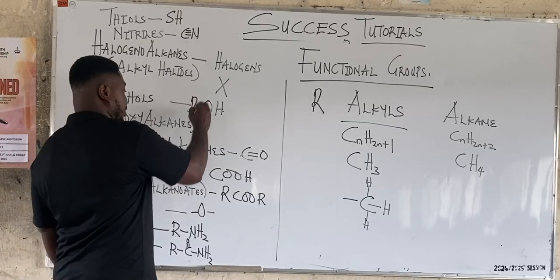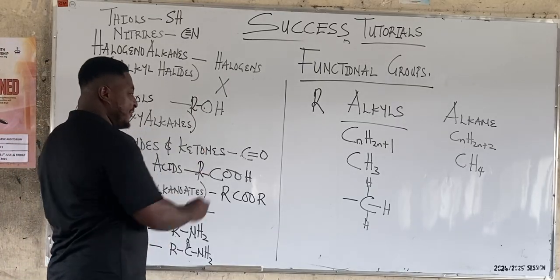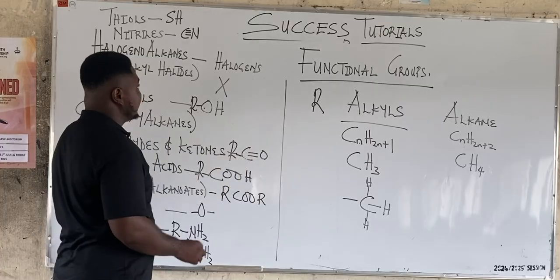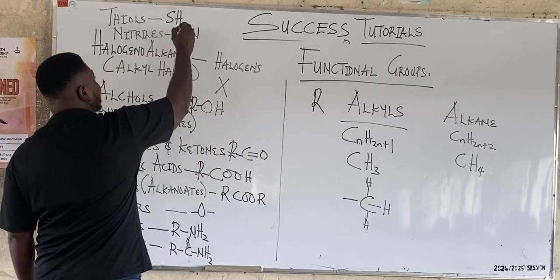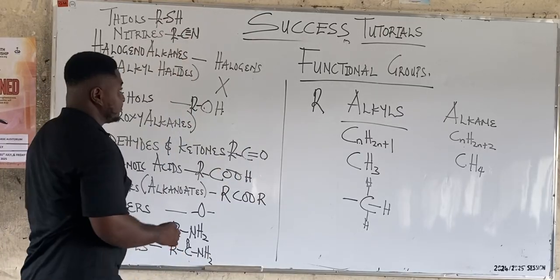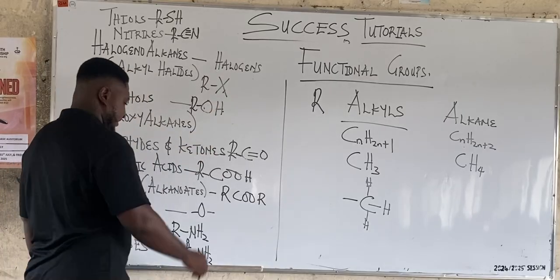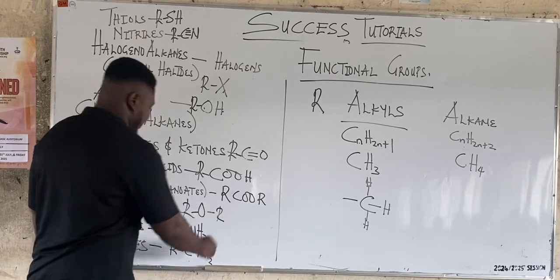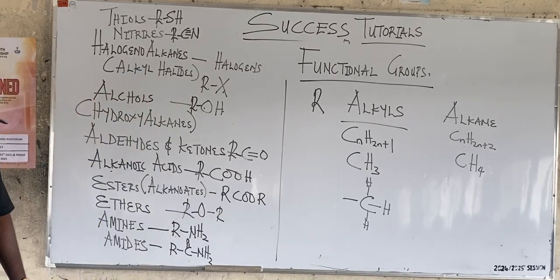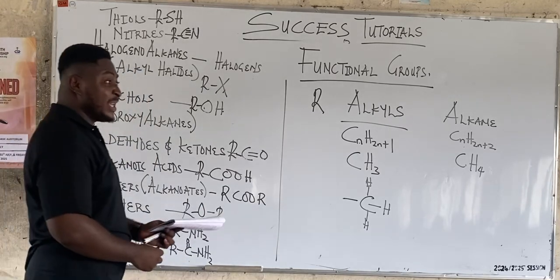You have ROH, RCOOH. They're everywhere. RCHO, RSH. If you have RX, X for halogens, right? ROR. They're everywhere. This is why we say weakness is strength.